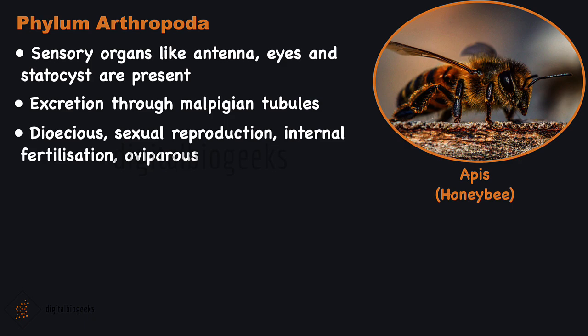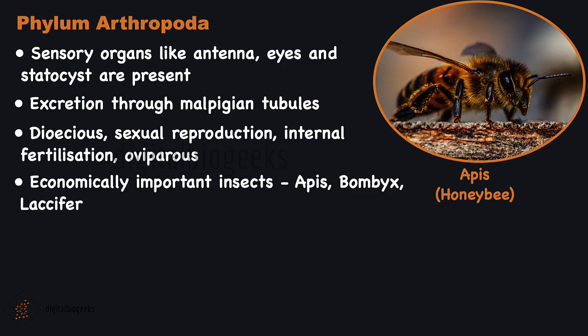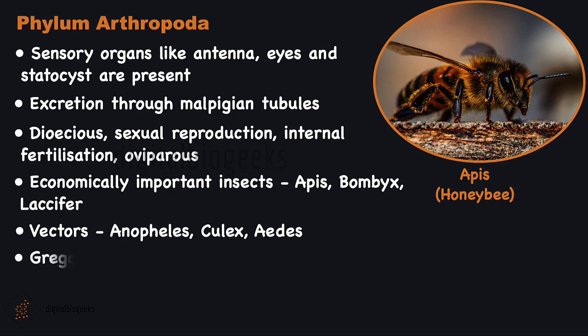They are egg-laying or oviparous animals. They include economically important insects like Apis, that is a honeybee, Bombyx, that is a silkworm, Laccifer, that is a lac insect. Some are vectors of some diseases like Anopheles, Culex and Aedes mosquitoes. Gregarious pest is locust. They live in large groups and move together like in swarms. That is why they are known as gregarious pest.